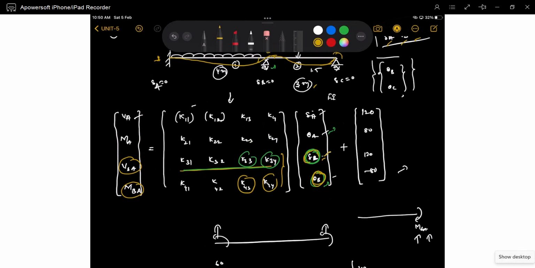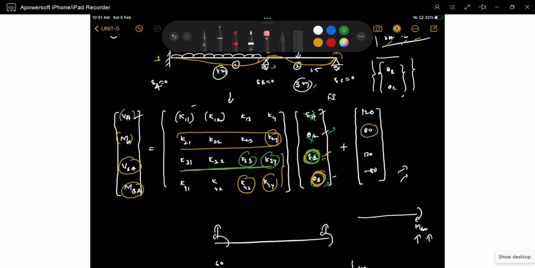You can directly find out VA or MA. How can you find out MA? MA is these values multiplied with this vector. Everything is 0. Only 2, 4 multiplied with theta B. This 80. You will get it? Directly, those two values are placed in. Everything else is 0. Strike out.